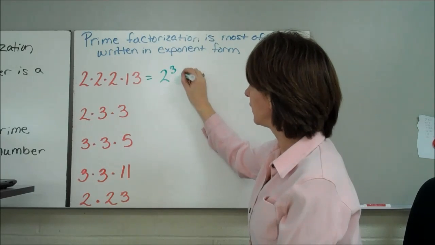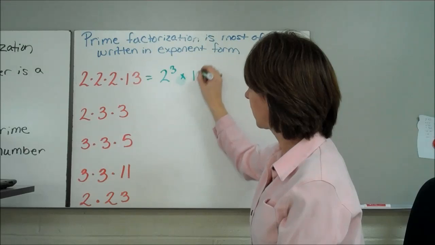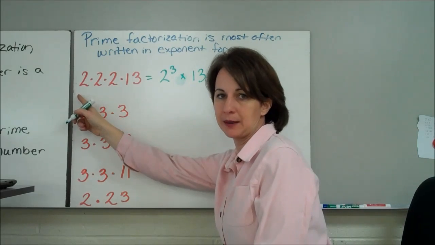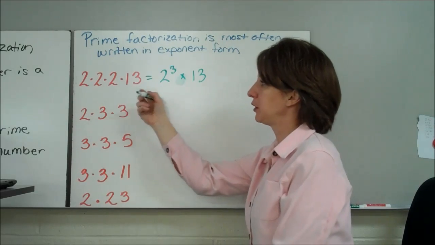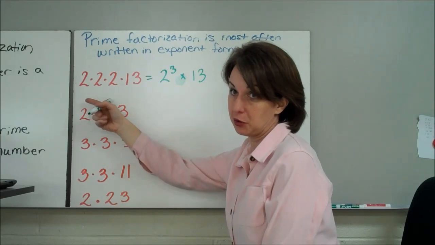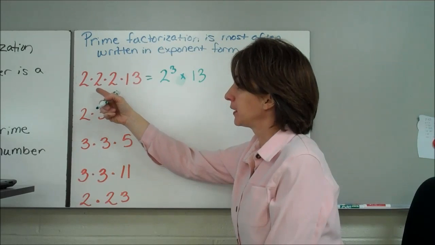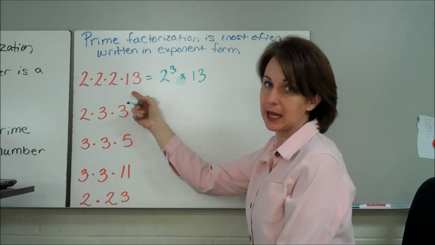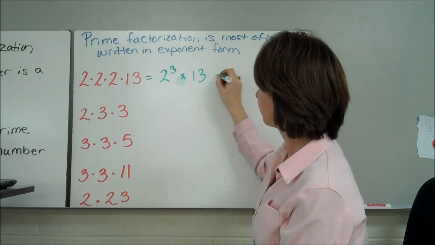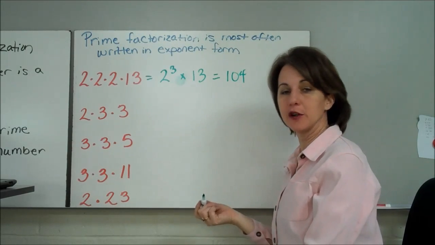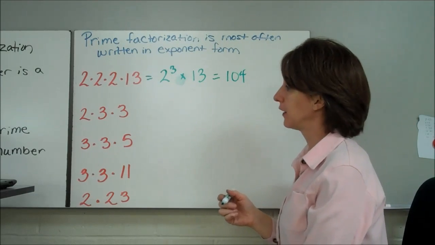13 doesn't have another 13. There's no repeated multiplication. So 2 to the third power times 13 is the same thing as 2 times 2 times 2 times 13. In order to figure out where to find this in your journal, you can do the math. 2 times 2 is 4, and 4 times 2 is 8, and 8 times 13 is 104. So back at the very first page, we did the prime factorization of 104.